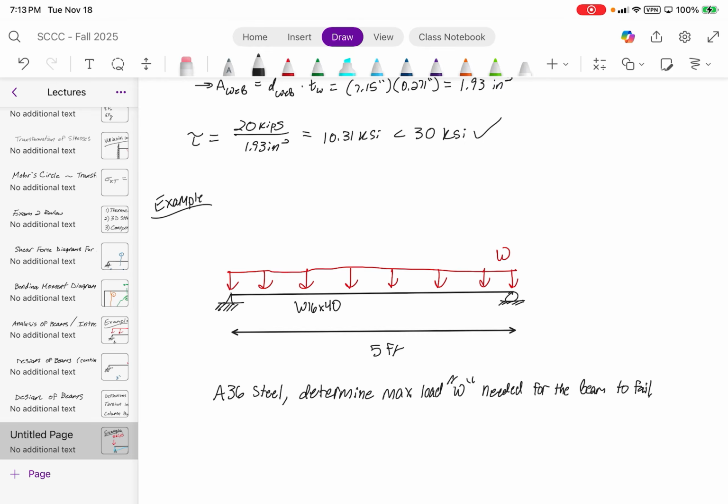But does anyone have an idea on what they're supposed to do for the problem? Yeah? Explain it to me. I think so. You think? First you gotta find M max, right? Yes. And how do you find M max? S times, I already forgot what it was called. The stress for the steel. Mm-hmm. Times the section modulus, right?